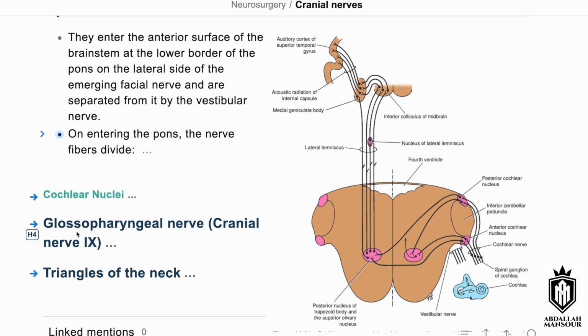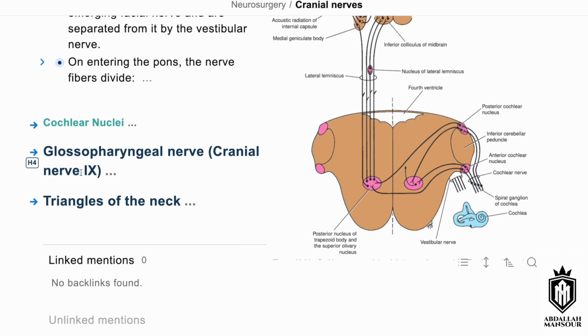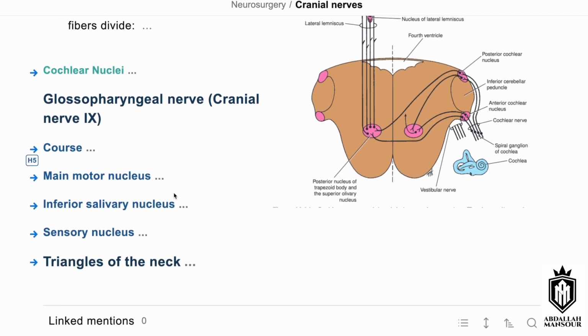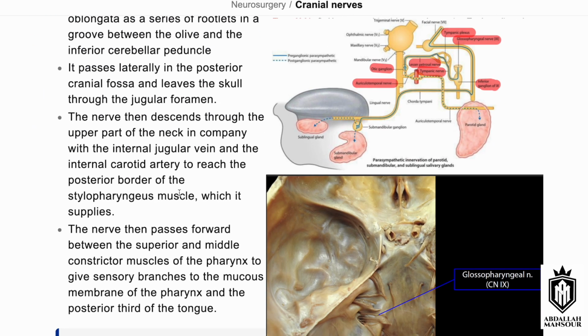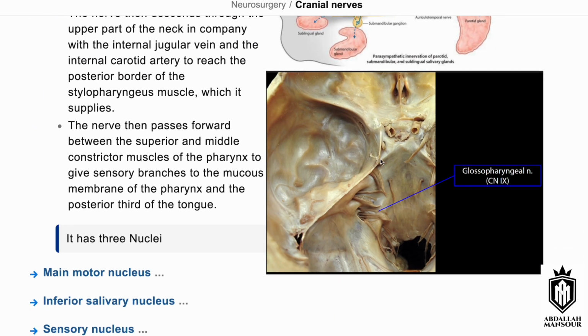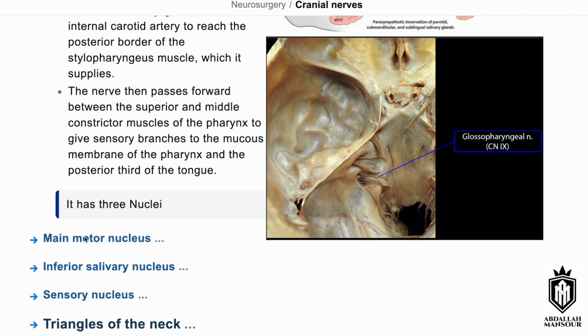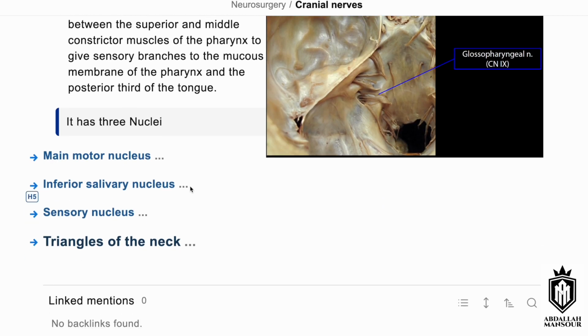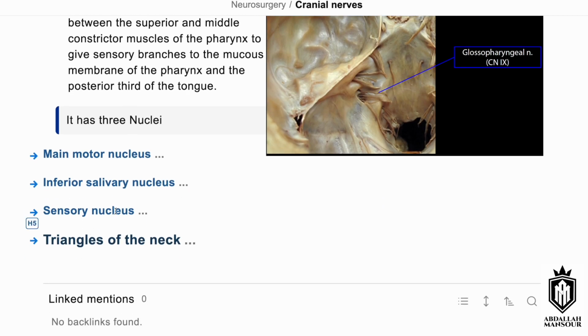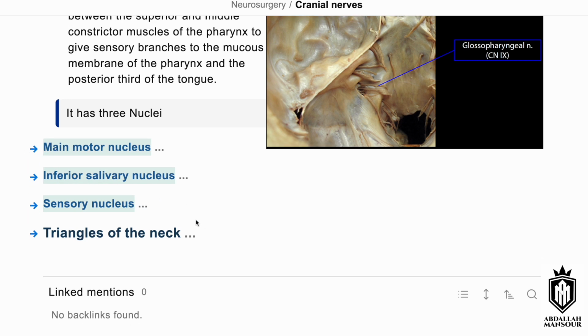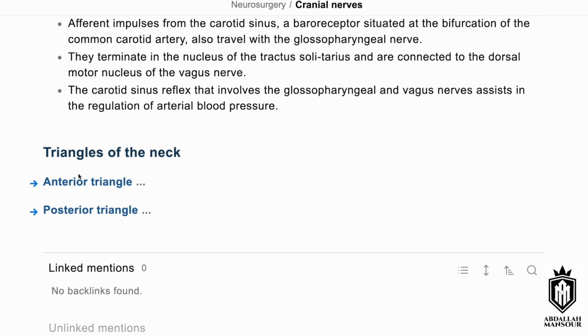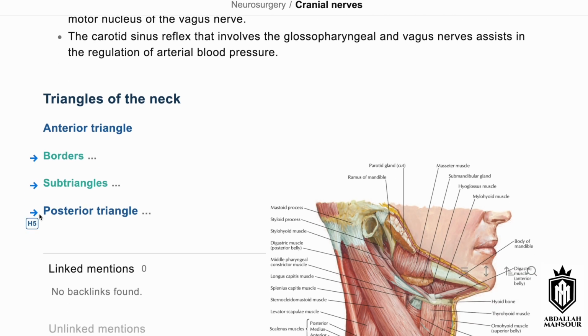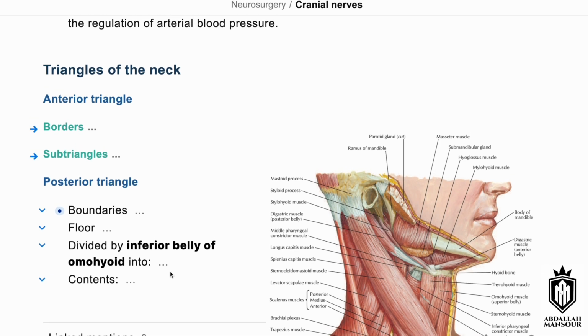All right. And finally, we're going to end by talking about the glossopharyngeal nerve. We need to talk about the course of that nerve and how it comes out from the skull. And we have some cool pictures here. And then finally, the motor nuclei, the inferior salivary nucleus, and the sensory nucleus. These are the nuclei of the glossopharyngeal nerve, and then the anterior and posterior triangles. We talk about their boundaries and also the contents of each one of them.